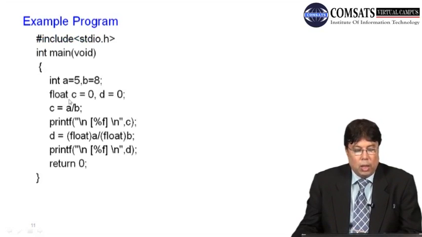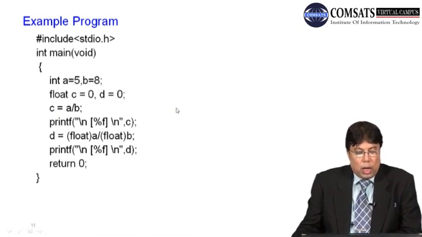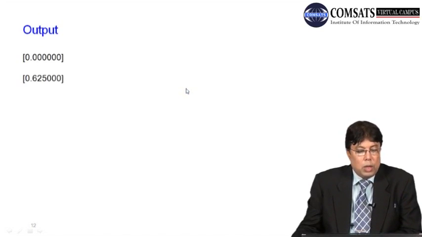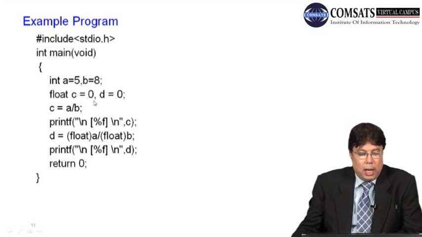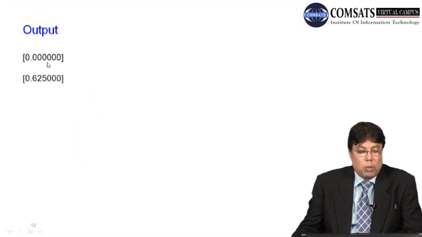A is 5, B is 4, and C and D are floats. So you can have C is equal to A divided by B, and then you can show the output, which would be 0.000. Why is it 0.0? Because 5 divided by 8 is an integer division. By default, integer division gives you no fractional result, so the answer is 0.00.